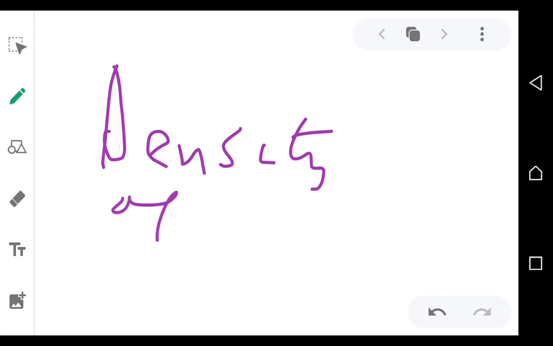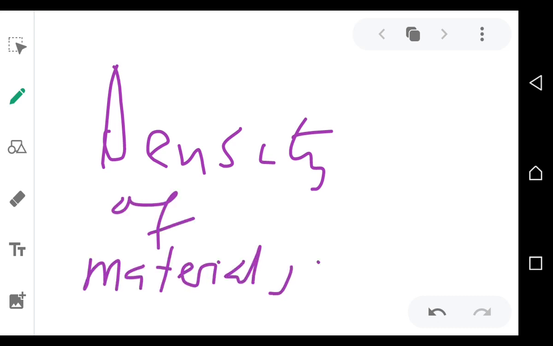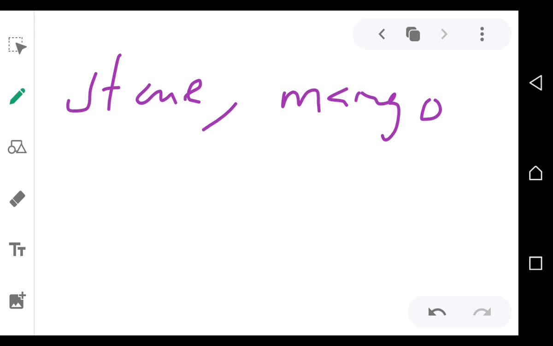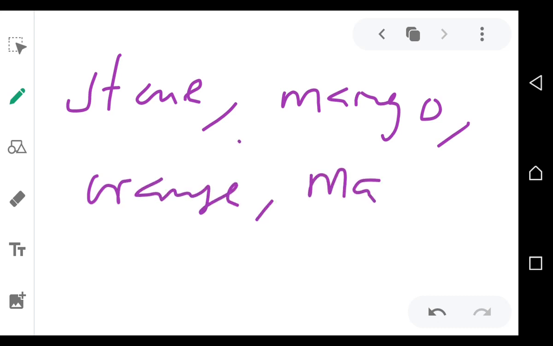Okay, so today we are going to look at density of materials. It doesn't matter, it can be the density of a stone, the density of a mango, a stone, mango, orange, marbles, anything that you want to find the density for.